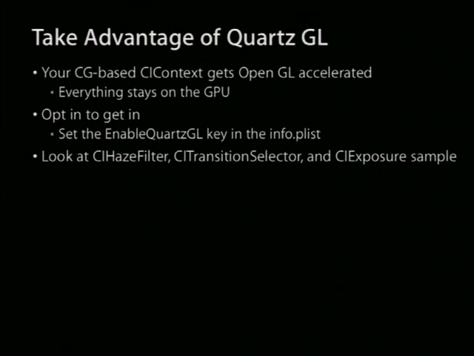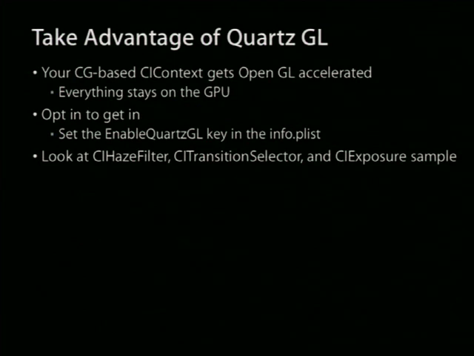Now, when you use Leopard and your application opts in to use OpenGL, you can create a CG context. You don't have to write any OpenGL code, and everything stays on the GPU. And we can show this already. If you look at the haze filter sample, the transition selector, and even the exposure sample, those three have already been converted by just using, in this case, the enable QuartzGL key in the info plist. There's also a way to do that on a window-by-window basis.